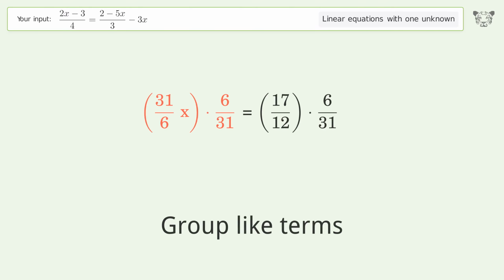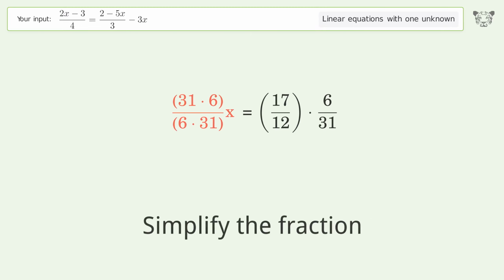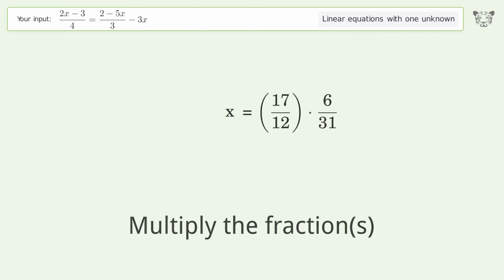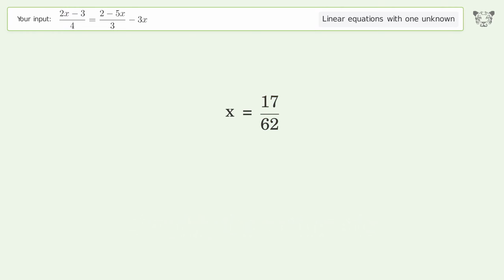Group like terms. Multiply the coefficients. Simplify the fraction. Multiply the fractions. Simplify the arithmetic. And so the final result is x equals 17/62.